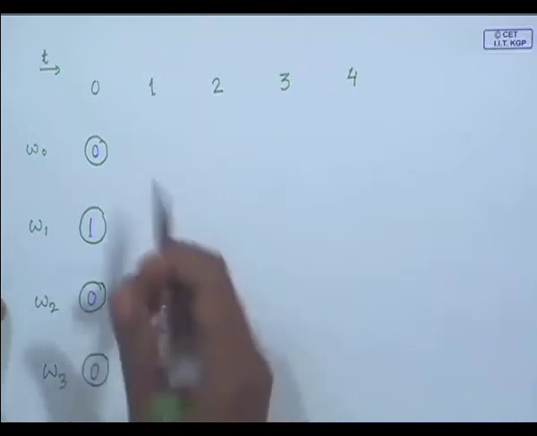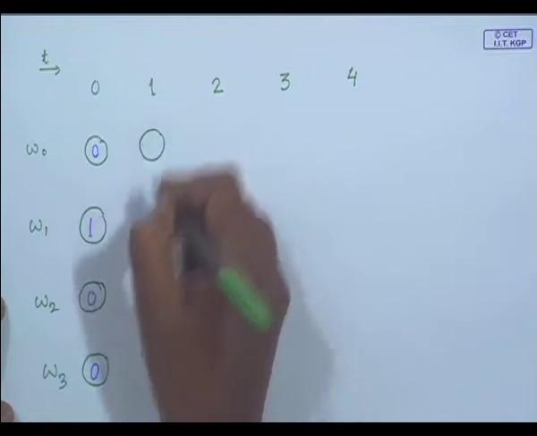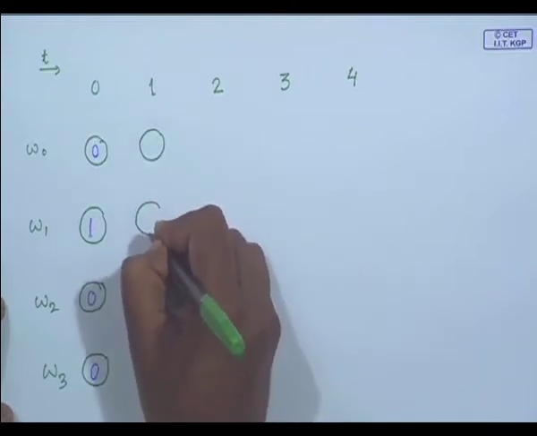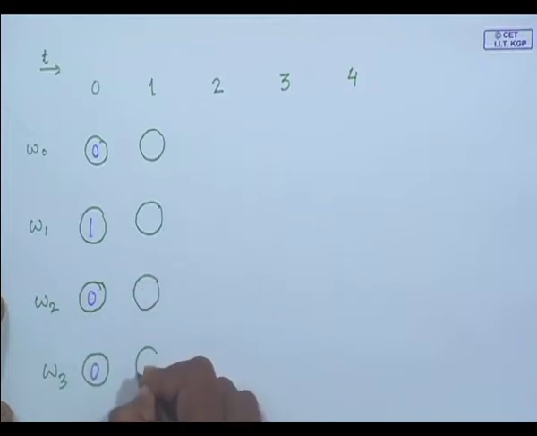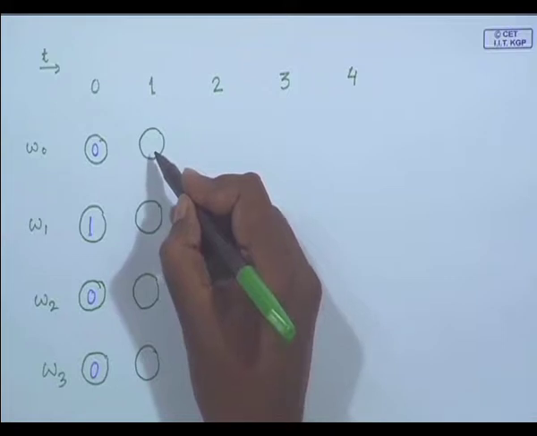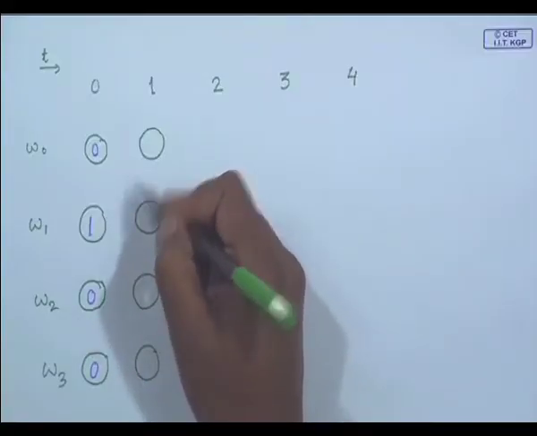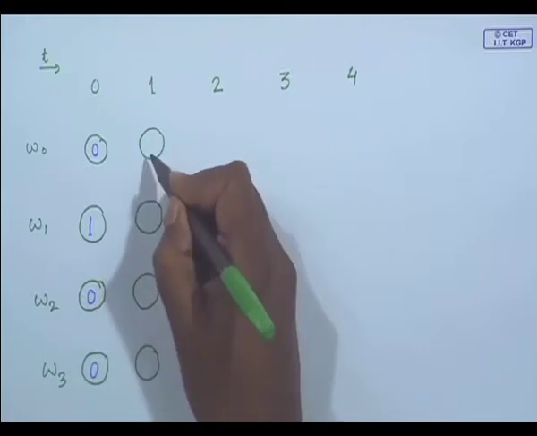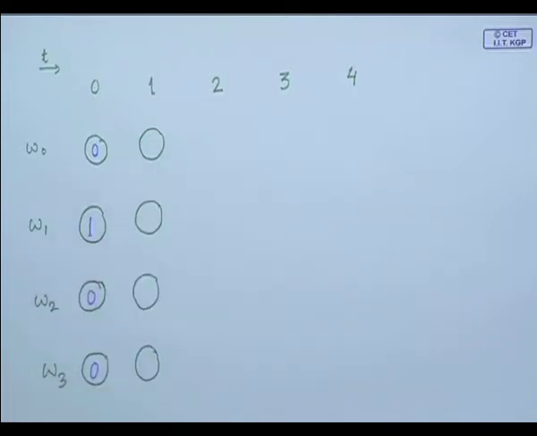Now, let us see what happens at time step t equal to 2. So, here again I have all these 4 different states. Now, coming to state omega 0, I have various possible paths. I can have a transition from omega 1 to omega 0, I can have a transition from omega 2 to omega 0, I can have a transition from omega 3 to omega 0.